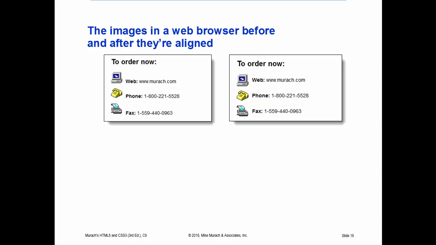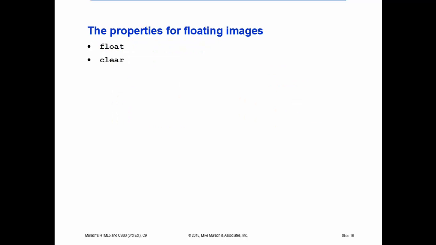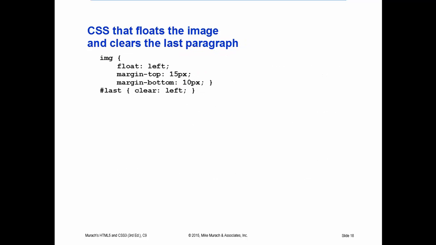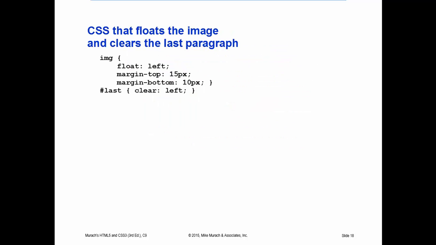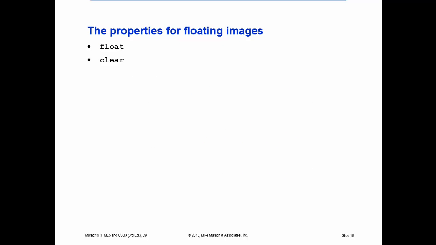Sometimes you need to float an image. Usually when you need to float an image, we want the text to flow around the image. So like this. Okay, there's an example. When you do that, you can use a combination of float and clear.